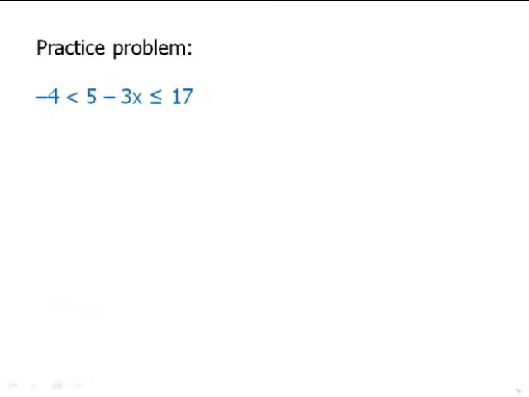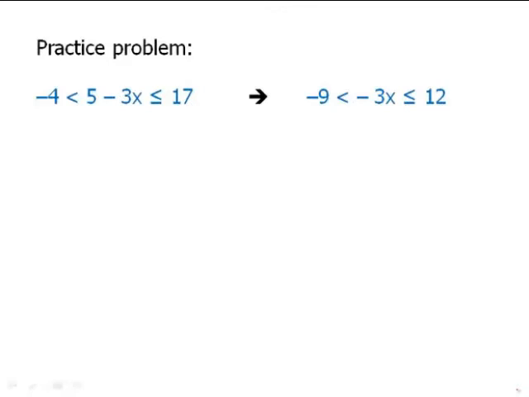Here's another practice problem. Pause the video and then we'll talk about this. This is tricky because this is a series of inequalities, but we do this exactly the same way as we do anything else. First of all, we can just subtract 5 from all 3 of them.